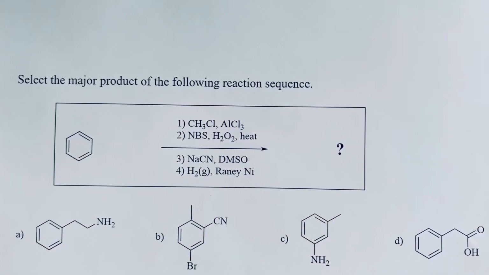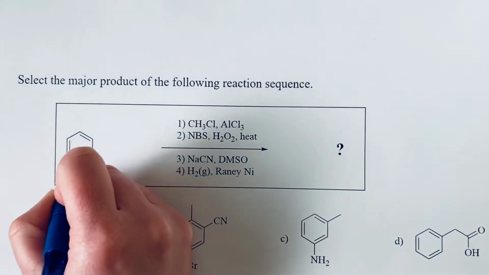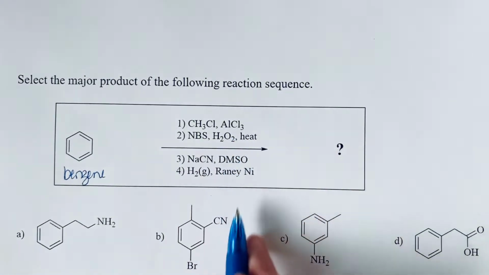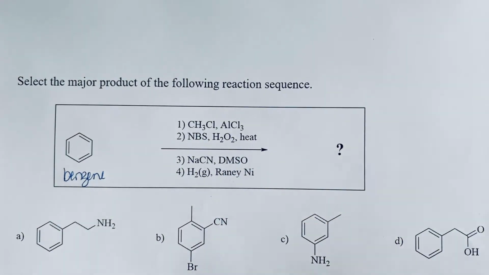Select the major product of the following reaction sequence. So we see that we are starting with an unsubstituted benzene, and then we have a series of 4 reactions that we are taking this through. So the way to approach this is not to be overwhelmed by the 4 reactions, but just take a deep breath and go through it one step at a time.